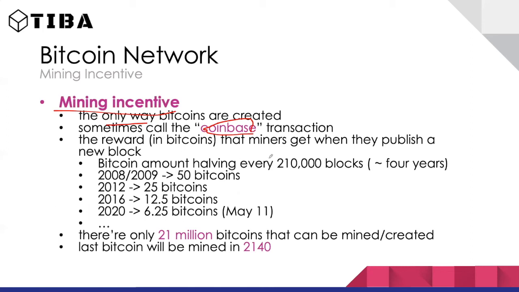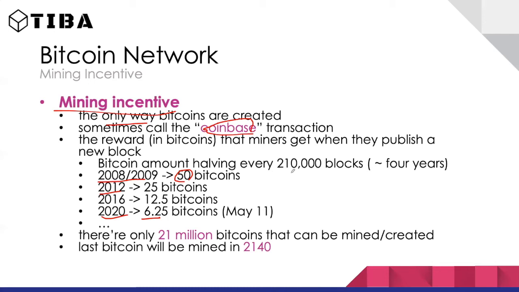So back in 2009, if you created a new block, you got 50 Bitcoins. And every 4 years, the amount cuts in half. So since 2012, you only get 25 Bitcoins when you create a new block. And now in 2020, you get 6.25 Bitcoins when you create a new block. That cut in half happened on May 11th of 2020.